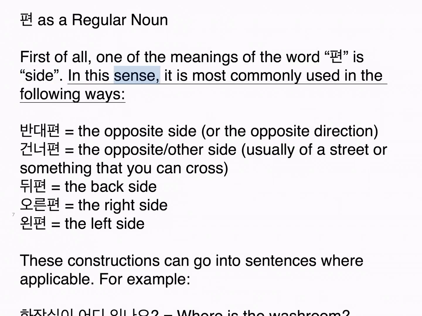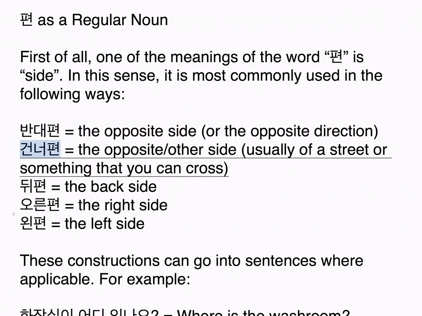편, as a regular noun. First of all, one of the meanings of the word 편 is side. In this sense, it is most commonly used in the following ways: 반대편, the opposite side or the opposite direction, 건너편, the opposite, other side, usually of a street or something that you can cross, 뒤편, the back side, 오른편, the right side, 왼편, the left side.